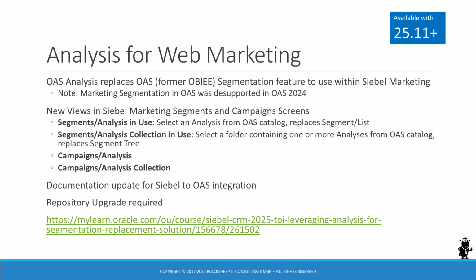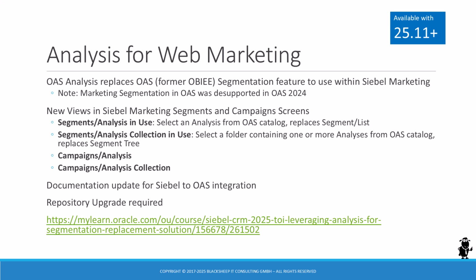You know, the standard reporting thing where you have your filters and columns. And that's practically your segment now, because you have the ability to filter, to use other segments, other analysis as filters in another analysis. And so that seems to be stable enough to be used instead of segments and segment trees. A lot of screens got updated, a lot of new views to add that functionality in Siebel marketing. So now customers can finally upgrade to modern versions of OAS.